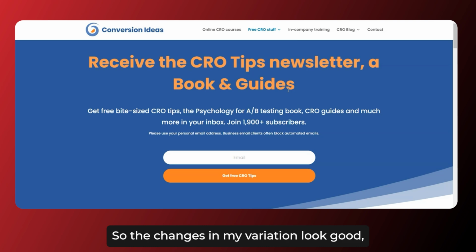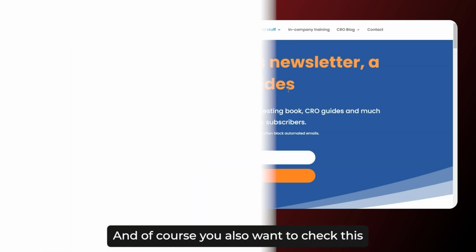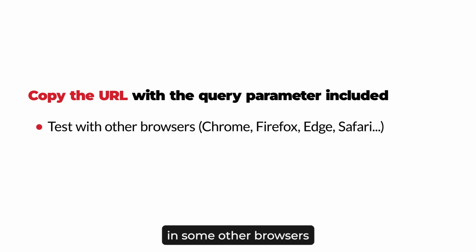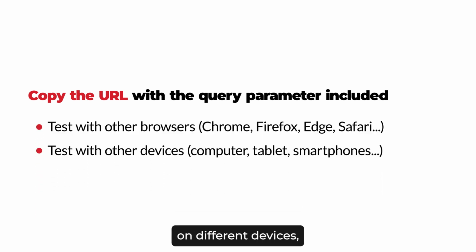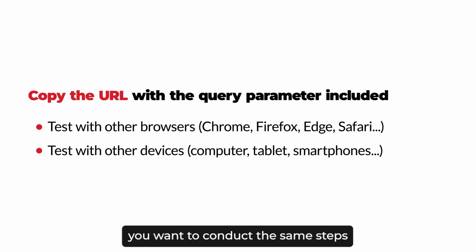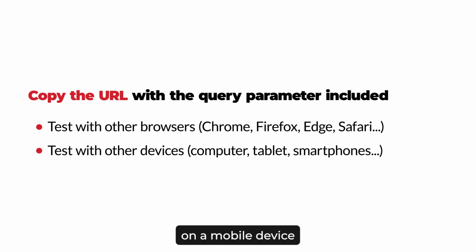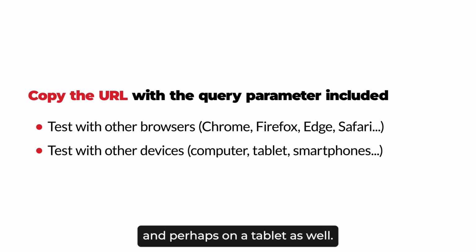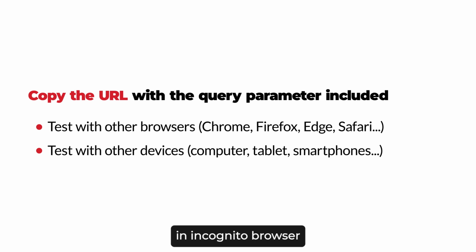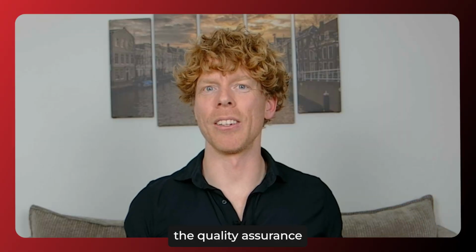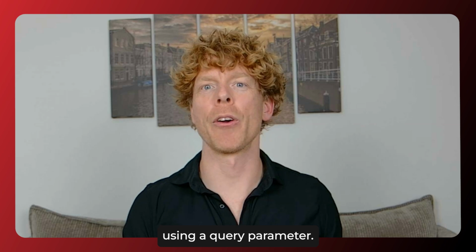So the changes in my variation look good, but this is Google Chrome. And of course, you also want to check this in some other browsers like Firefox, Edge, and Safari. And if your test runs on different devices, you want to conduct the same steps on a mobile device and perhaps on a tablet as well. So enter the URL with the query parameter in an incognito browser on your mobile device and follow the same steps. This is how to do the quality assurance using a query parameter.